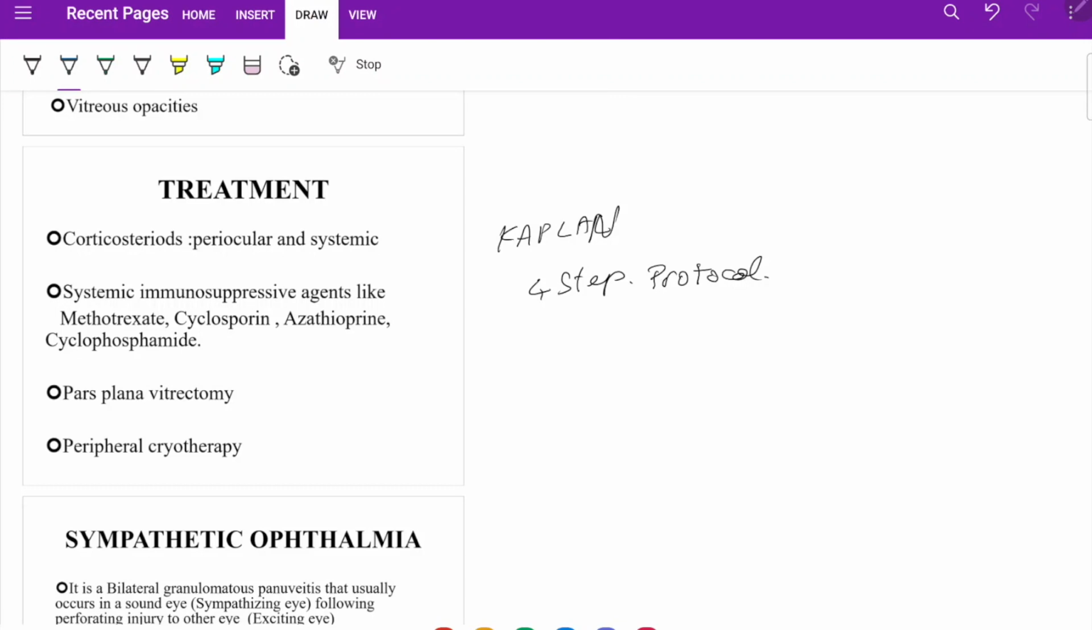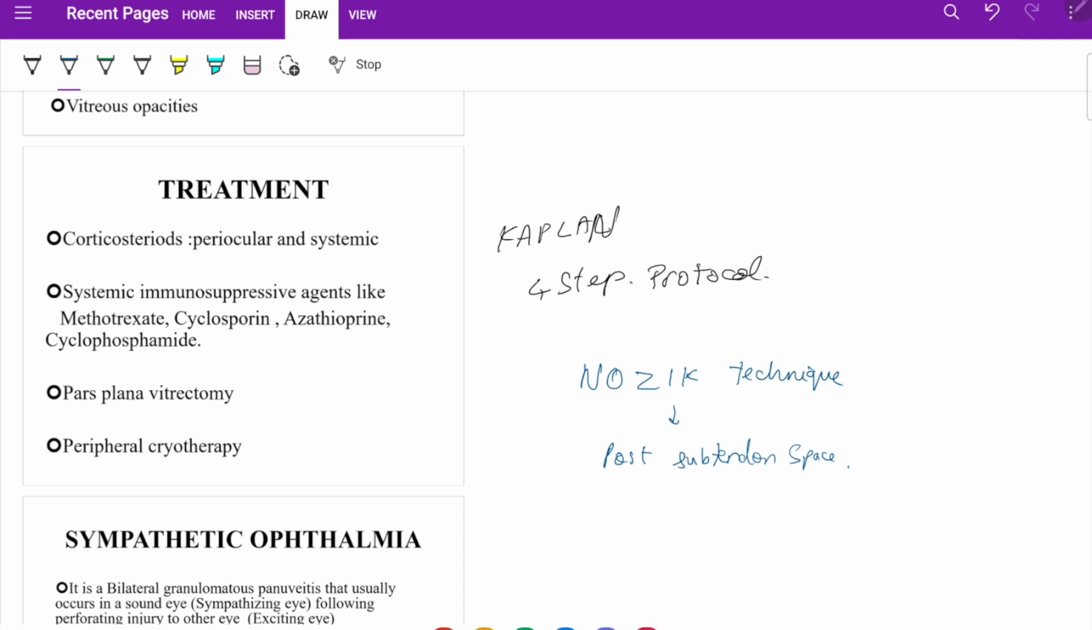Now coming to the treatment. The treatment is called Kaplan's 4-step protocol. What is it? I'll tell you. First, you give periocular steroids, which is the drug of choice, given in the posterior subtenon space. This method is called the Nozik technique.